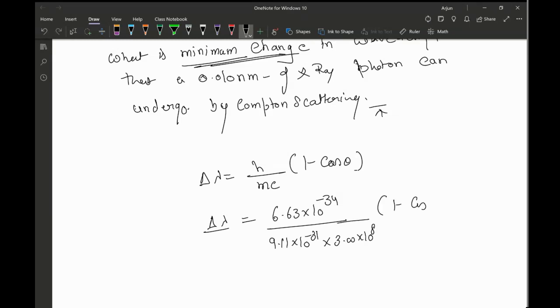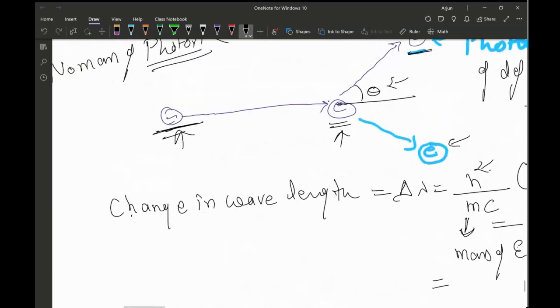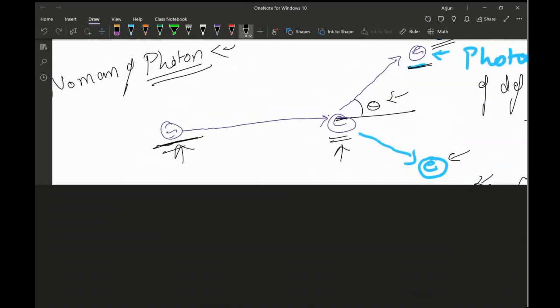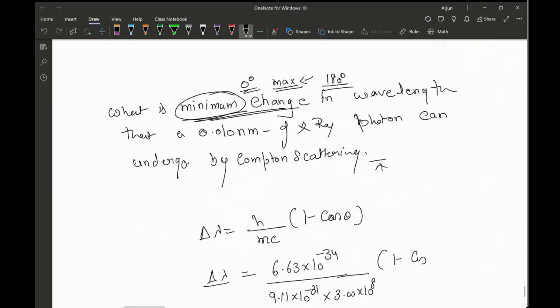Now how am I going to find the angle? The angle is hidden in this word minimum. If it is minimum, the change in angle is 0 degrees. If I change the question to maximum, the angle will become 180 degrees. So if I see this diagram, the minimum change means it goes straight through. There is no change and no deflection. And for maximum change, it gets deflected back to where it came from.